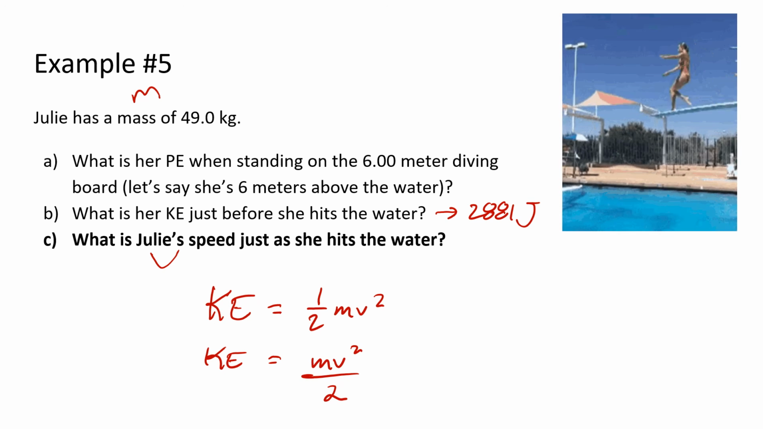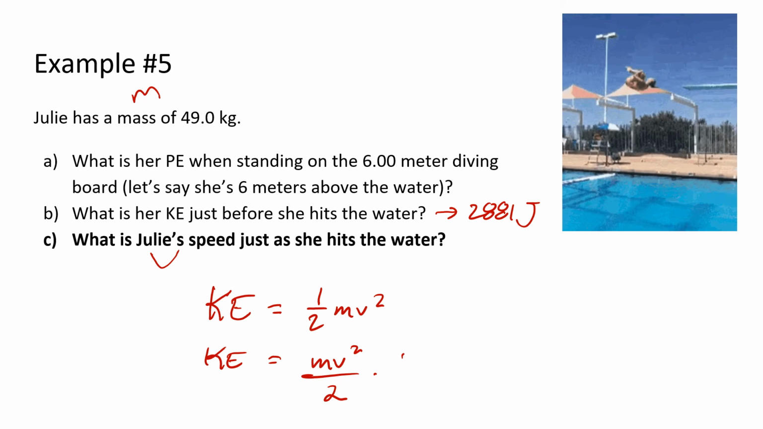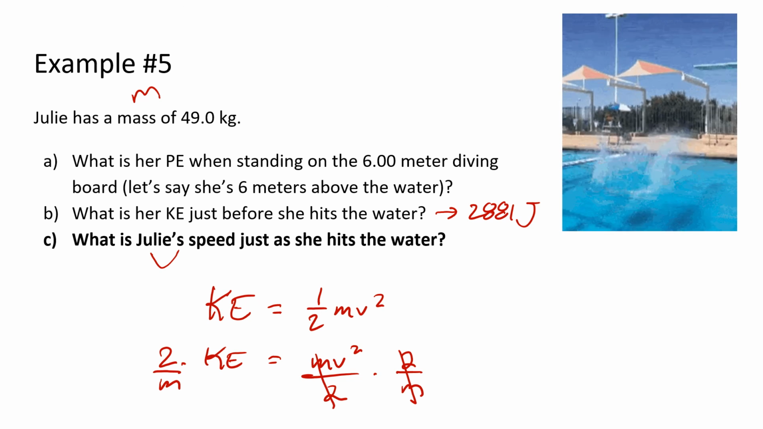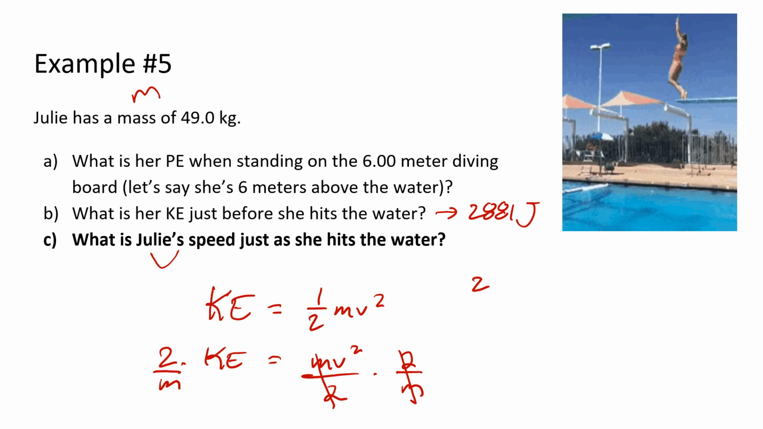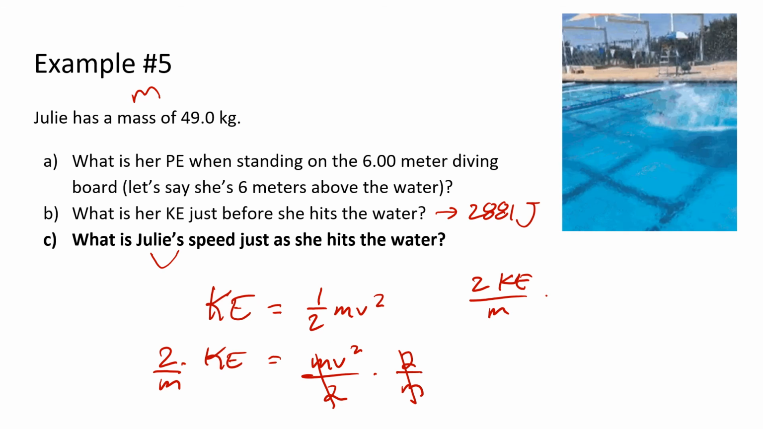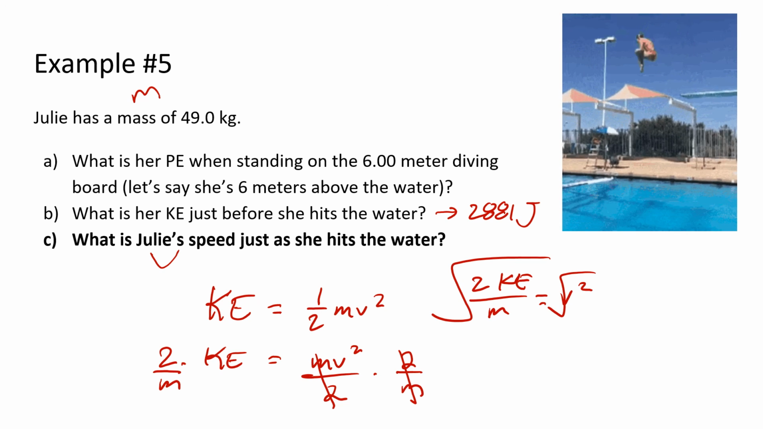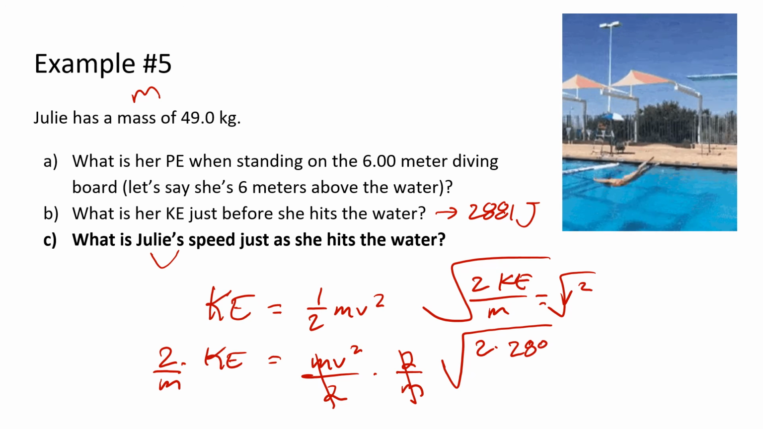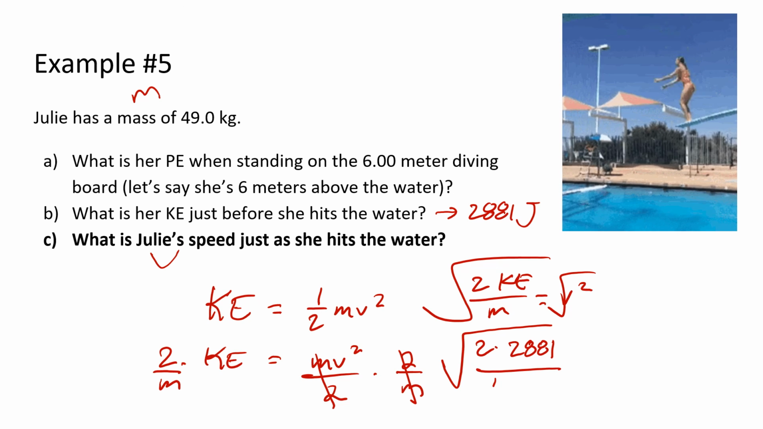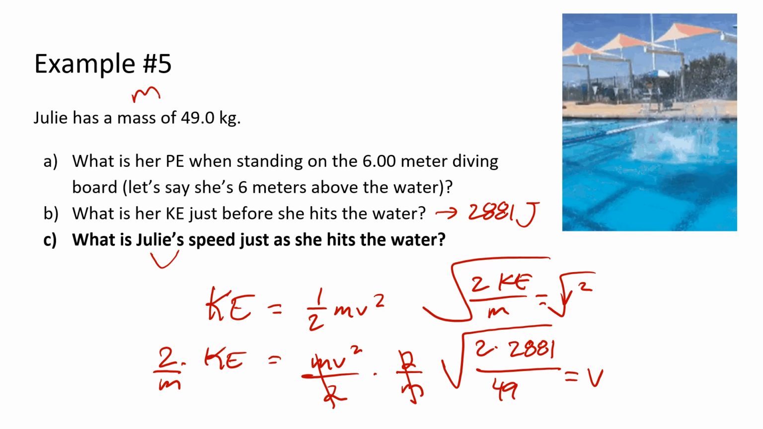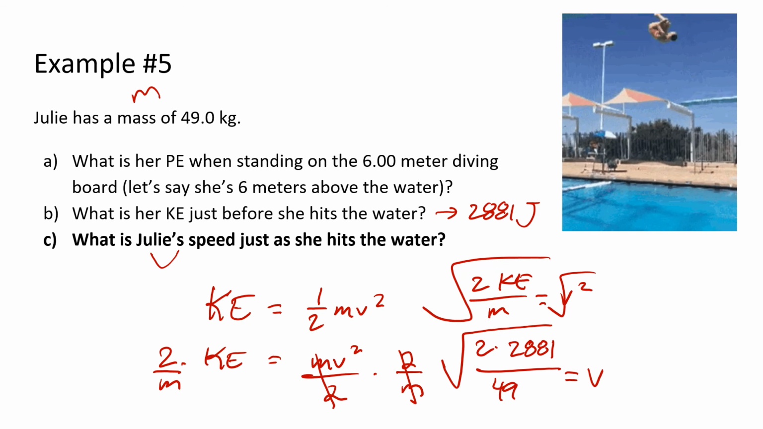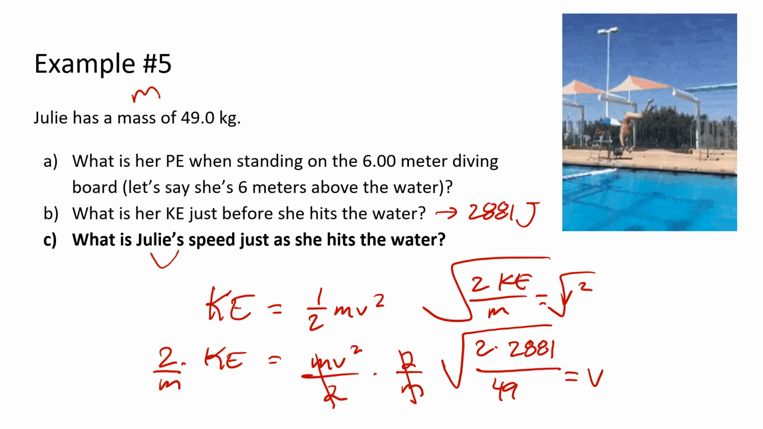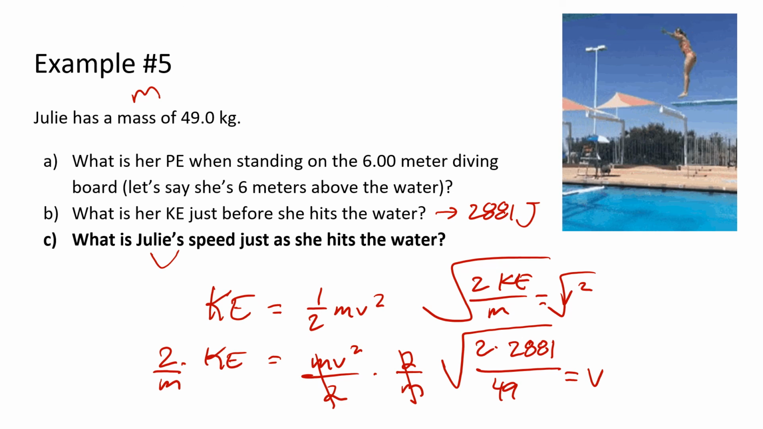I just distributed the half. I want to solve for v. Multiply both sides by 2 over m. That cancels out. I'm left with 2KE over m equals v squared. Take the square root of both sides. The square root of 2 times 2,881 joules divided by my mass of 49 gives me my velocity. So 2 times 2,881 divided by 49, and take the square root of that.